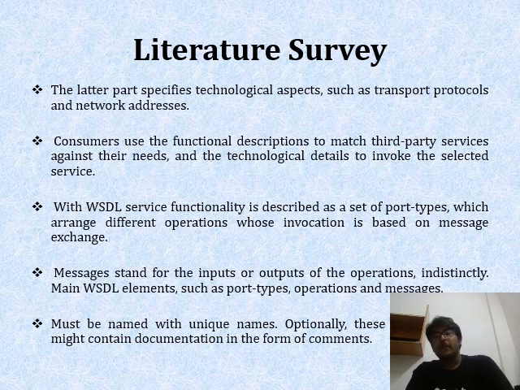Importantly, consumers use the functional descriptions to match third-party services against their needs, and the technological details to invoke the selected services. In WSDL, service functionality is described as a set of port types, which arrange different operations, whose invocation is based on message exchange.